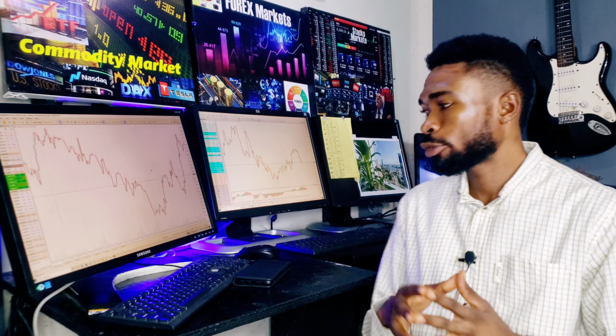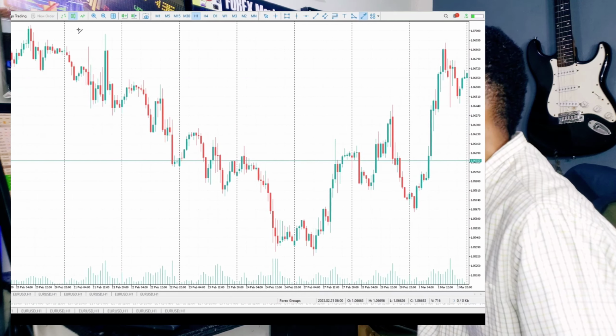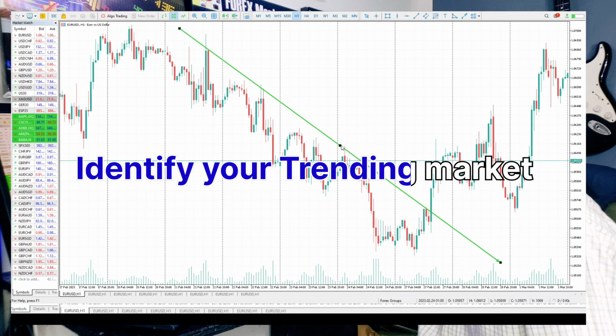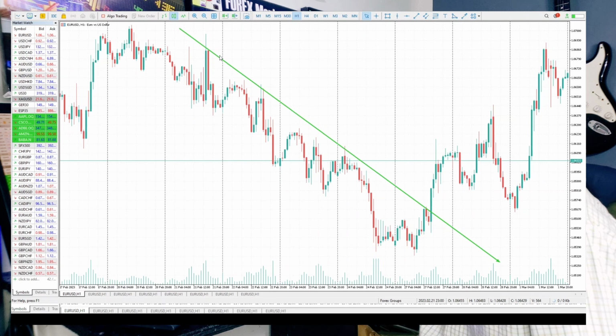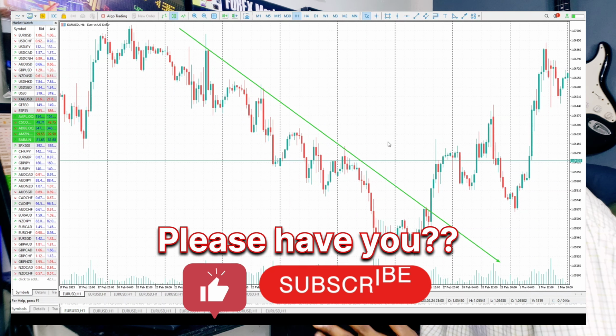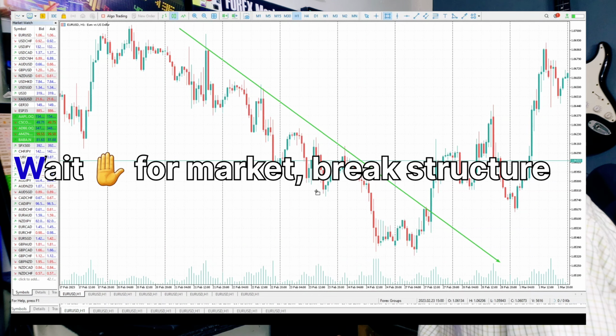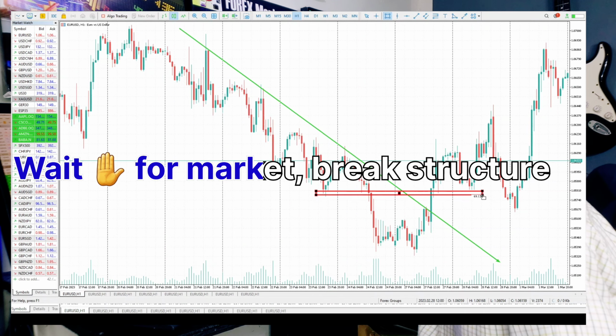The first step you have to do is that first you must identify your trend line. So first you draw your trend lines across all the support areas, anywhere the market has touched. If you're trading reversal, so all the support areas, you draw a trend line across. The second thing you have to do is that you wait for the market to break the trend line structure.